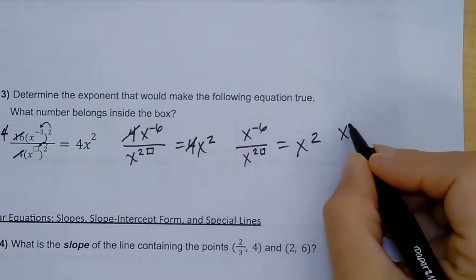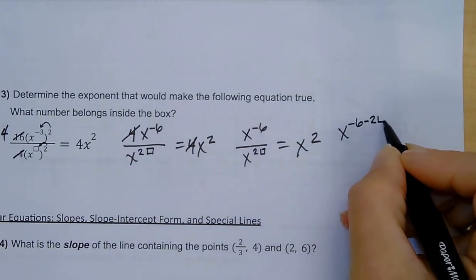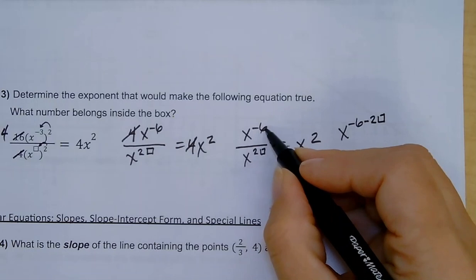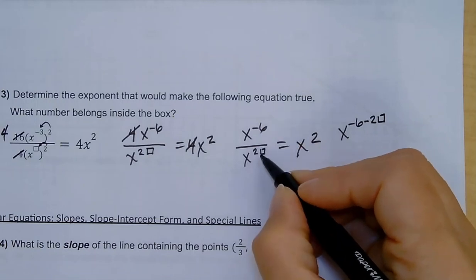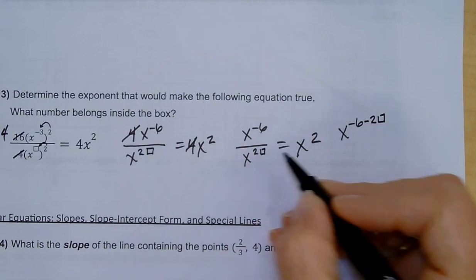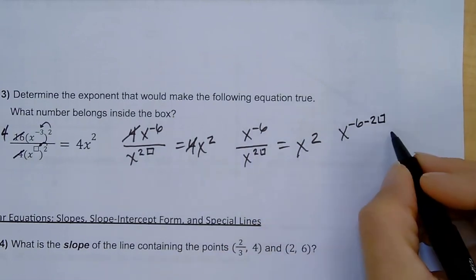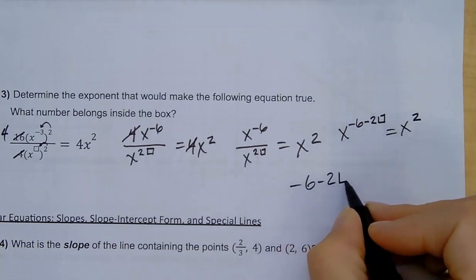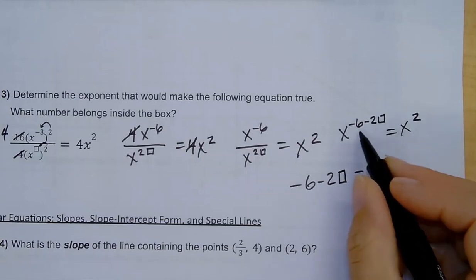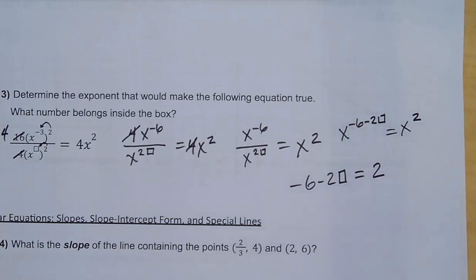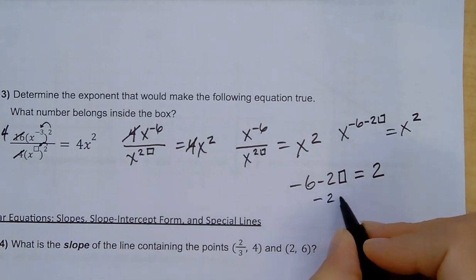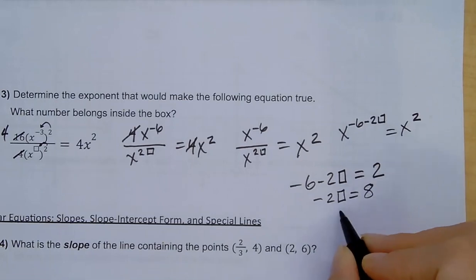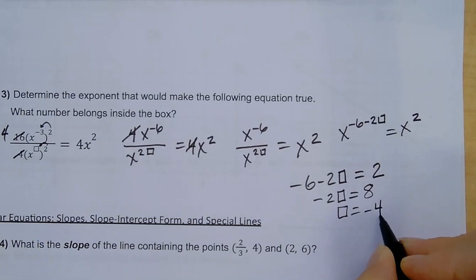So this is going to be x to the negative 6 minus 2 times that box. We take our fraction, we keep our base, and we subtract the lower exponent from the upper exponent. So negative 6 minus 2 times that box, and that has to equal x squared. Well, if that's true, then negative 6 minus 2 times whatever that box is has to equal 2, because those exponents have to be equal in order for that to be true. I'll add 6 to each side, so negative 2 times my box equals 8. And so my box has to equal negative 4.